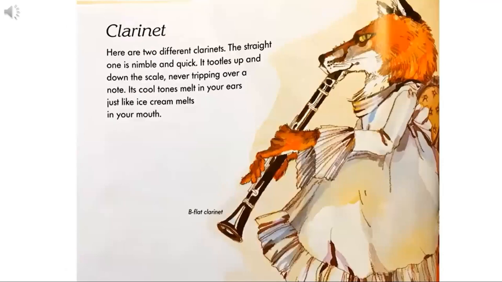Clarinet. Here are two different clarinets. The straight one is nimble and quick. It tootles up and down the scale, never tripping over a note. Its cool tones melt in your ears, just like ice cream melts in your mouth.